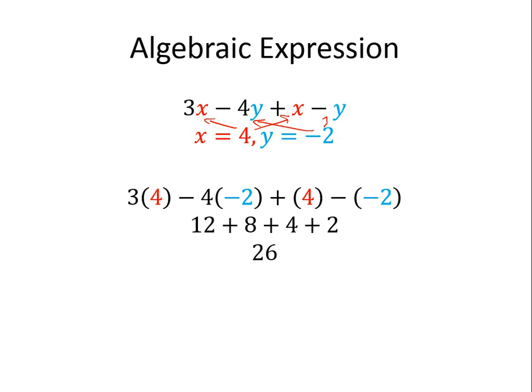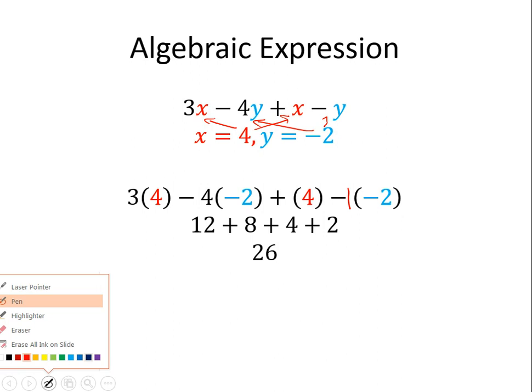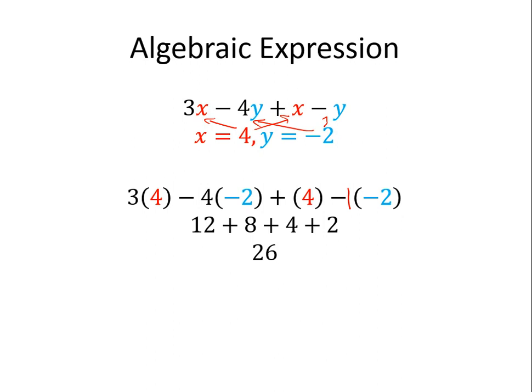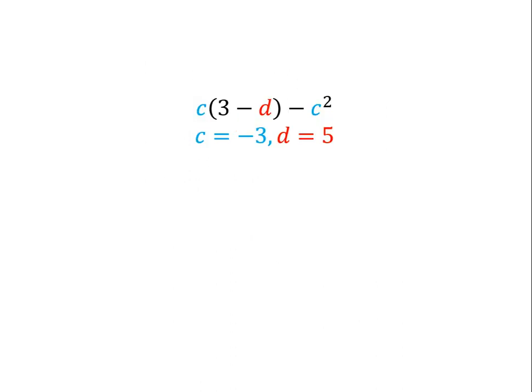Then we have a negative, which we can treat as a negative 1, times negative 2 gets you 2. From there you can simplify it. So we've got 12 plus 8 plus 4 plus 2 gets us 26. Pretty simple. You just take the numbers, plug them in, and then simplify through. Now looking at this one, wherever there's a c, we're going to plug in a negative 3, and wherever there's a d, we're going to plug in a 5.